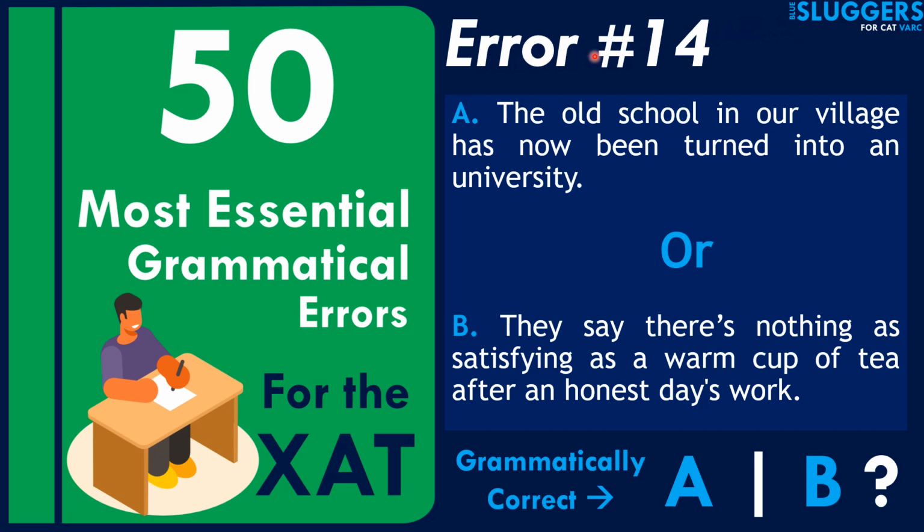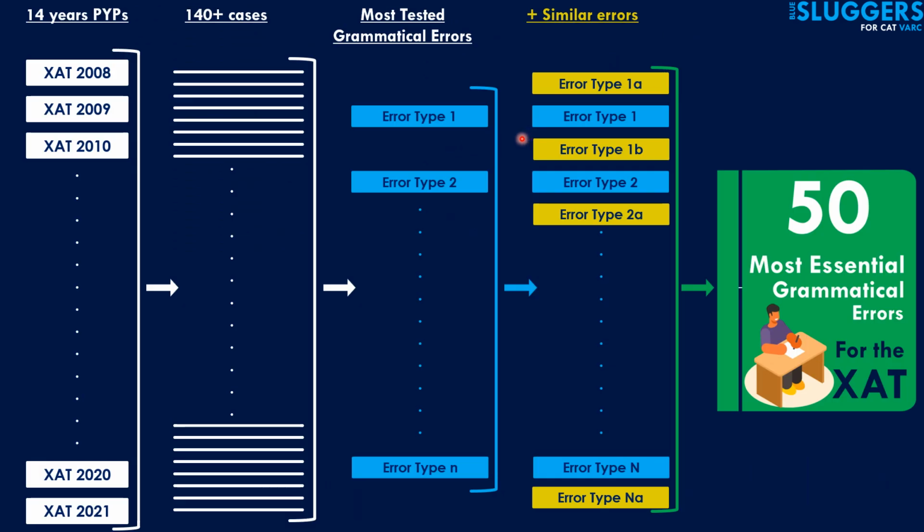For now, let's jump into the error, which is the 14th error in the series, 50 most essential grammatical errors for the XAT exam. See, guys, this is not a random list of 50 most essential grammatical errors that we have created. There's a certain process that went behind it. And for those of you who want to understand what the process was, I've created a different video where I explain that in detail, and you can check that video out by clicking on the cue card here on the top.